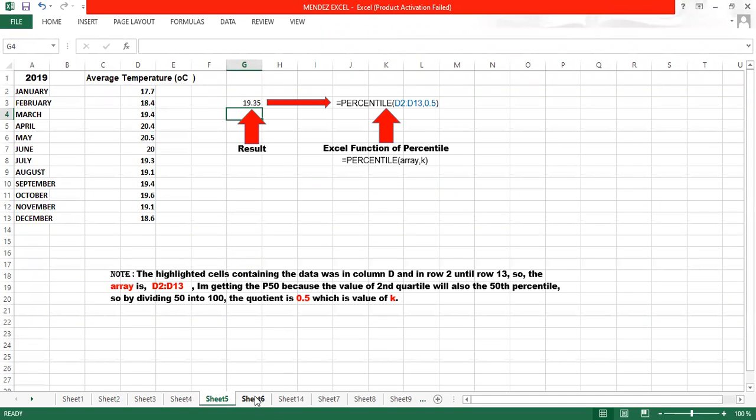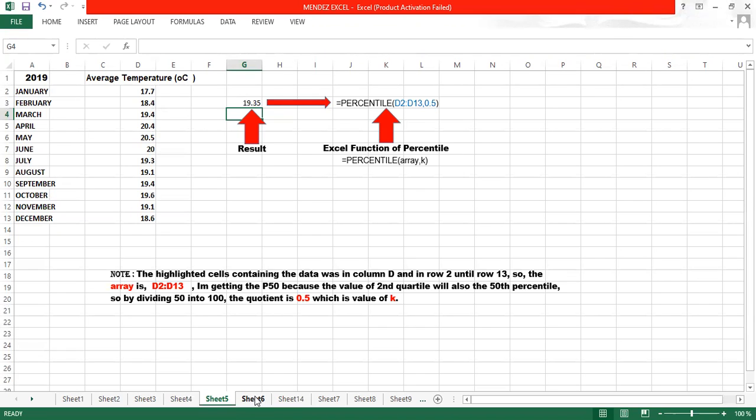From this data, the highlighted cells containing the data are in column D, in rows 2 until 13. So the array is D2 to D13. I'm getting the P50 because the value of the second quartile will also be the 50th percentile. By dividing 50 by 100, the quotient is 0.50 or 0.5, which is the value of letter K.